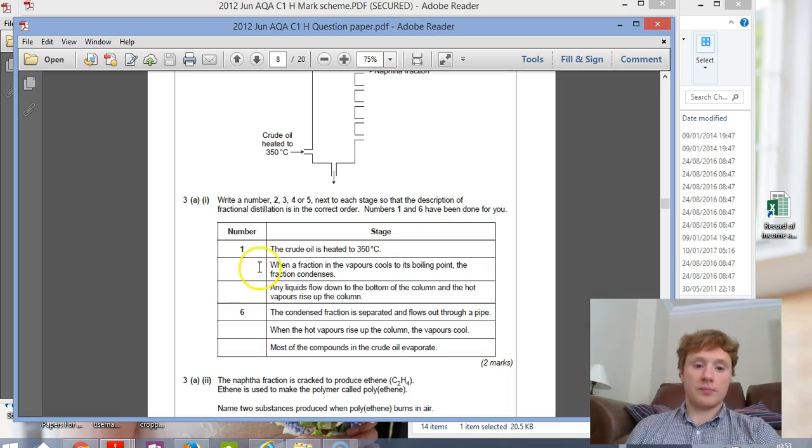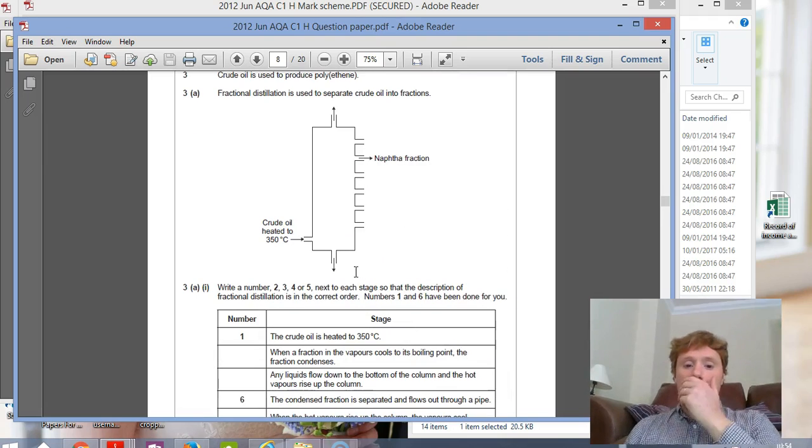So, 1, 5, 3. First, after heating, it evaporates. Then the liquids flow down and the vapours rise up. Then the hot vapours rise up the column and cool. And then the fraction in the vapours cools at its boiling point, and the fraction condenses. So fractional distillation, you get the crude oil, it's a mixture. The smaller compounds in it heat up, vaporise. The very smallest go to the top where they condense. As you go down the column, they get bigger and bigger and bigger.